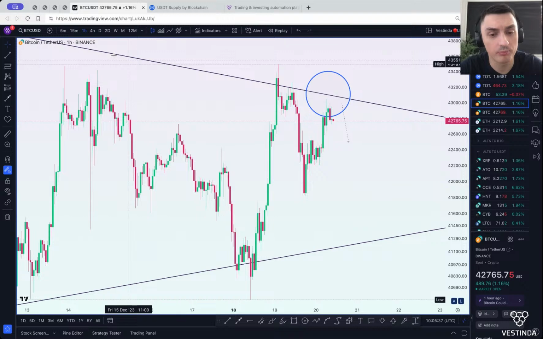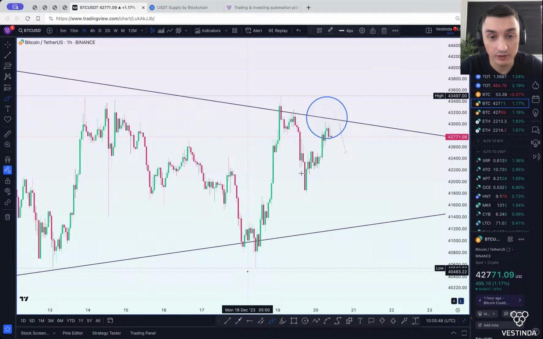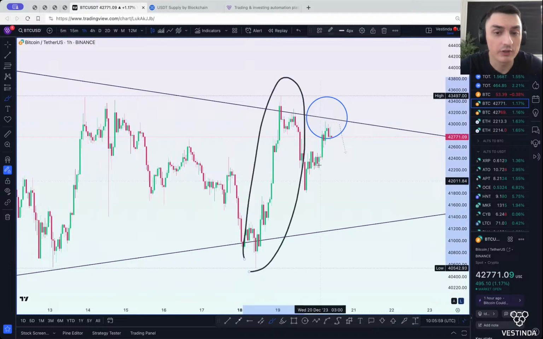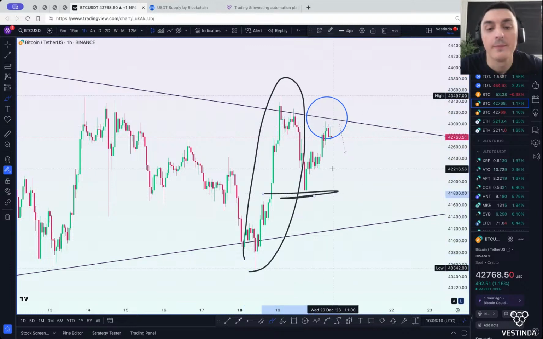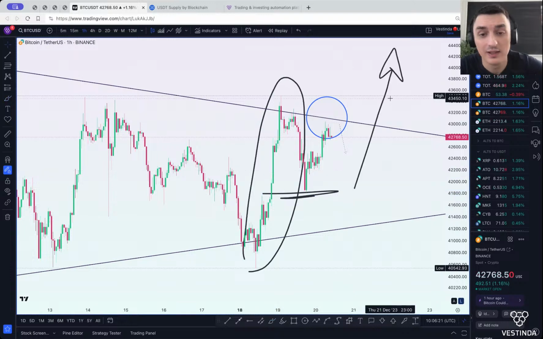That is possible, simply because of the previous swing, which was there. It looked like an impulse wave, and impulse waves usually have corrections which end at around 50% of the previous impulse, and then they pull back and make another higher high. So there is a possibility that we are going to rebound and go to $44,000, which I anticipate is the likely outcome of the Bitcoin price action.